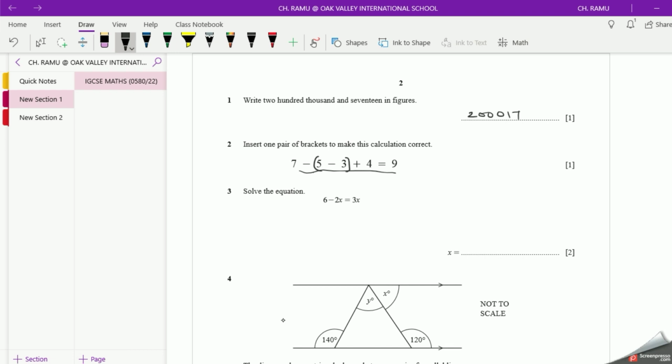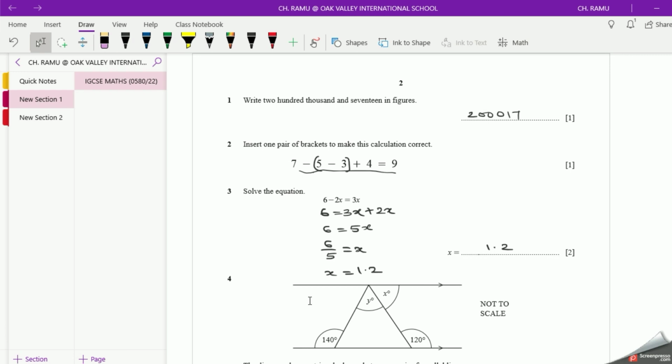Third one, solve the equation 6 minus 2x is equal to 3x. 6 is equal to 3x plus 2x, which is 5x. So x is equal to 6 by 5, which can be written as 1.2. Therefore, the value of x is 1.2.